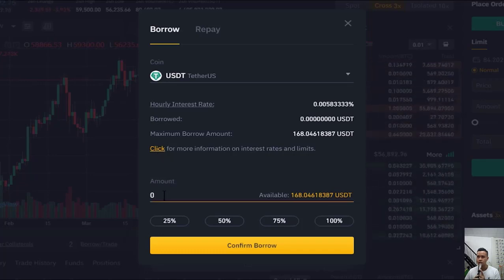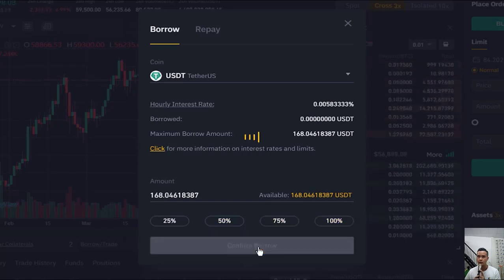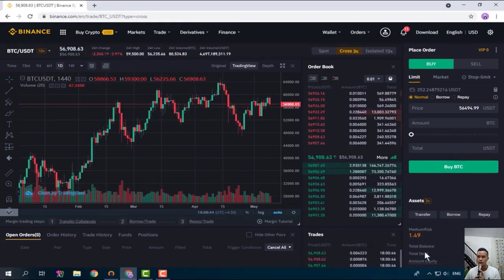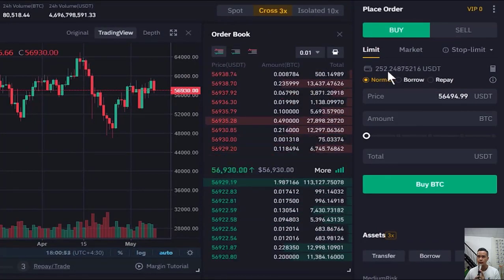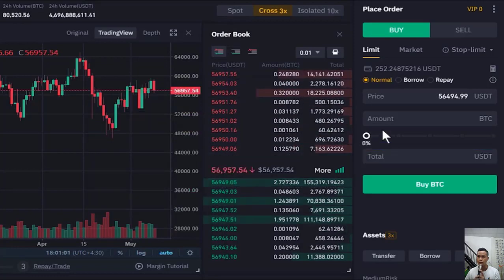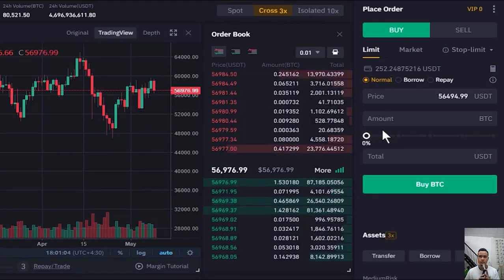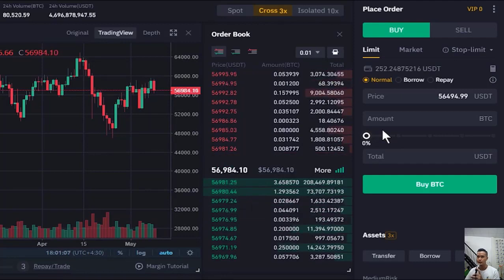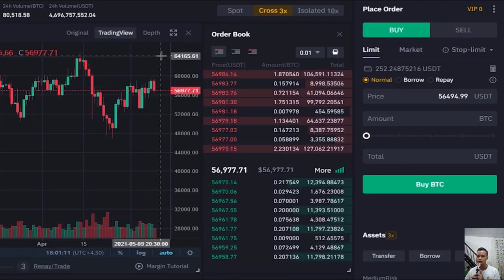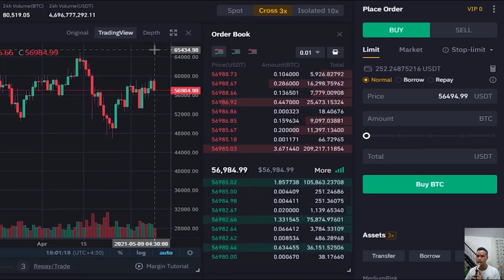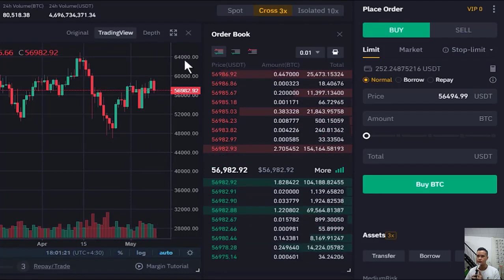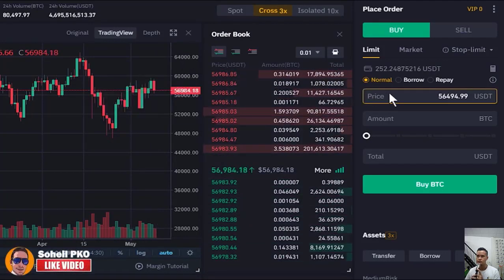Here you enter the amount you want to borrow from your available amount, or here you can use these percentages. Let's select 100%. We click on confirm borrow and request approved. And now, as you can see, we have 252 USDTs available for trading. We had USDT in our margin account and we borrowed more USDT to buy Bitcoin. Why? Because we believe that the Bitcoin price is gonna rise, and then at higher prices we will sell, and after that we repay our debt, which is 168 USDT plus the interest. And by doing this we make larger profits.